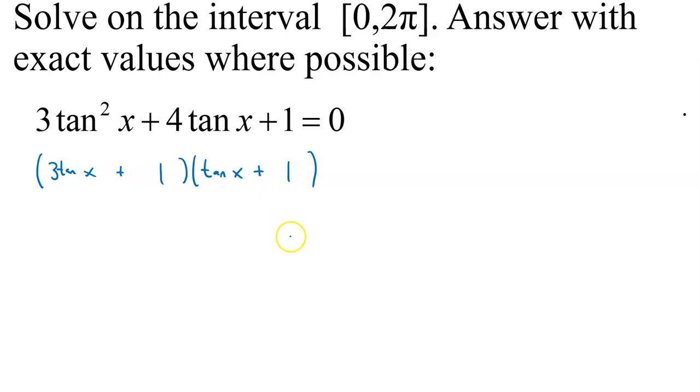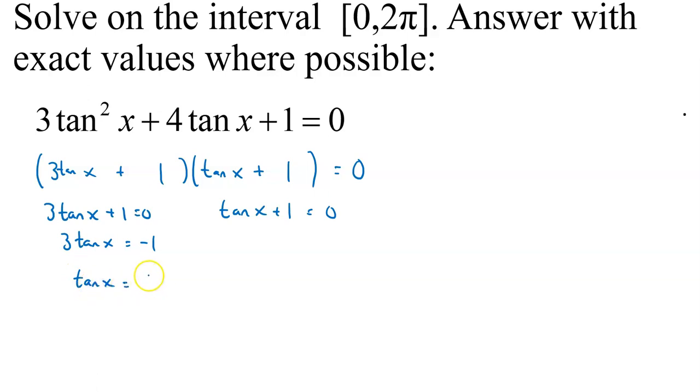FOIL it back out, I'll get a 3 tan squared. 3 tan plus 1 tan gives me 4 tan. 1 times 1 is 1. All right, so far so good. So either the first term is 0, 3 tan x plus 1 is 0, or tan x plus 1 equals 0. If I solve this over here, I get 3 tan x equals negative 1, or tan x equals negative 1/3. Over here, I get tan x equals negative 1.